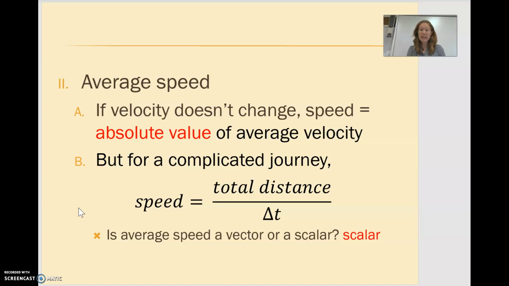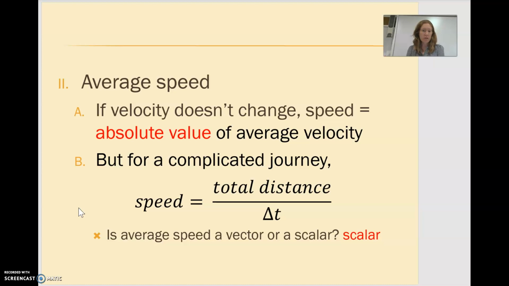Average speed is different. So there's a couple situations we need to talk about. If the velocity isn't changing, like you just have a car driving down the street, and it's not changing direction, then all you have to do to get the speed of that car is take the absolute value of the velocity. Because we say that speed is a scalar, we don't care about the direction, we just want to know how fast.